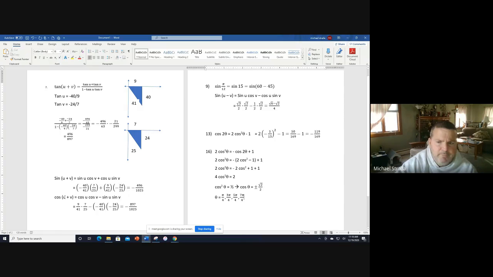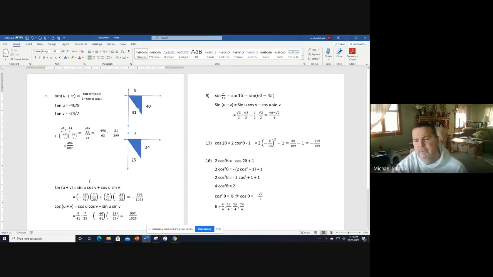The cosine of u plus v, all right, would be the cosine of u cosine v minus sine u sine v. With cosine, remember, that's always the opposite. And we group together the cosines and sines. That's how it differs from sine. So the cosine of u is 9 over 41. The cosine of v is the 7 over 25. So that gives me the 63 over 1025. All right. 40 times 24 is 960. So that's 960 over 1025. Negative times a negative is a positive, but subtracting turns it back into a negative. When it's all said and done, we have negative 897 over 1025.